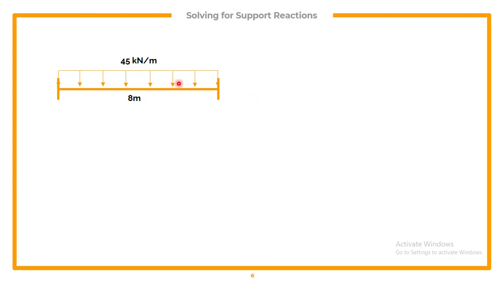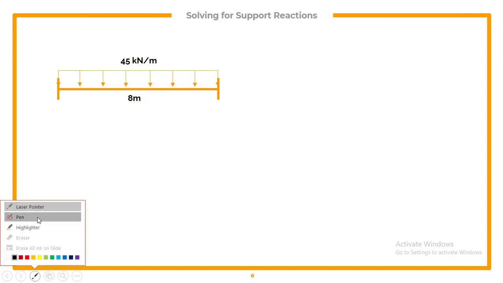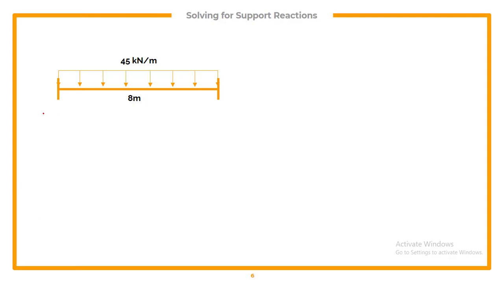Okay, for our last example, for solving for the support reactions, the beam is no longer simply supported, so it is a fixed end. When the support is a fixed end, we have three reactions. Let's assume this is support A, and this is support B.